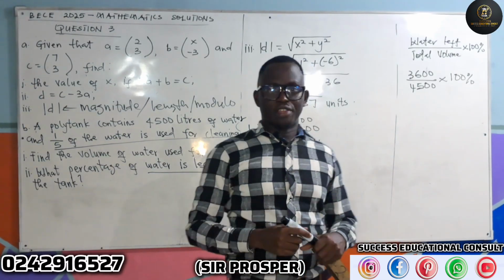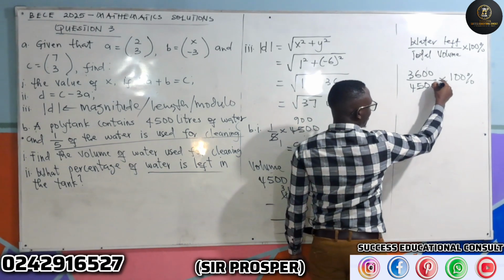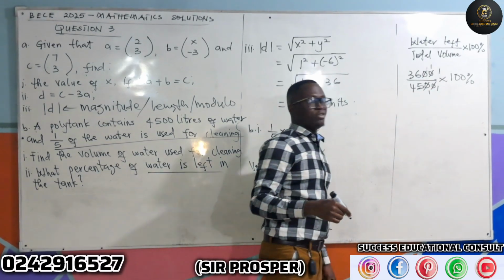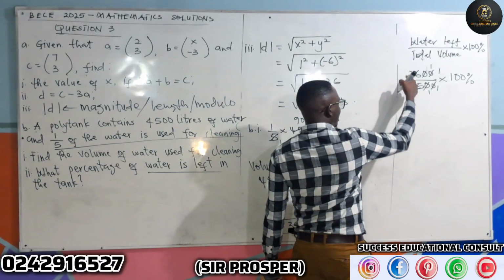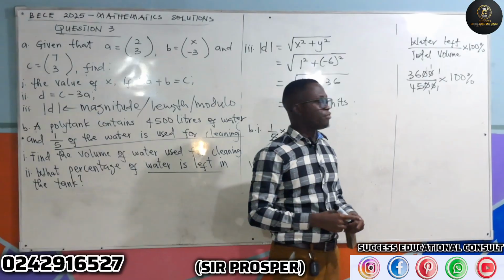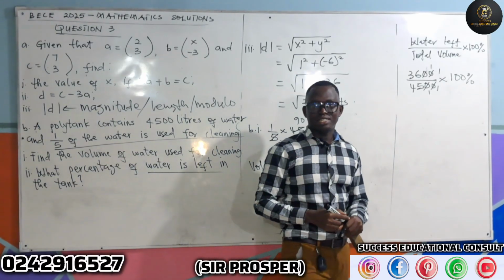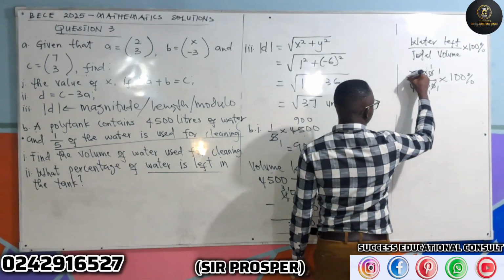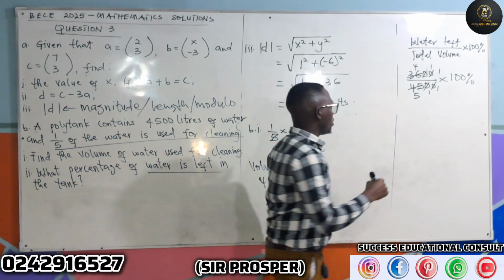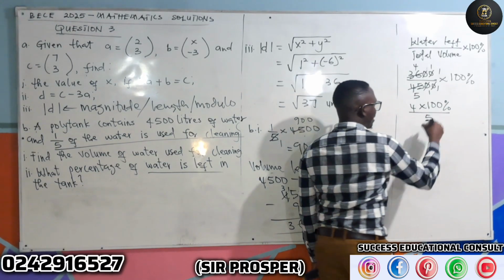There are so many ways of doing this. With your idea of division, you can decide to divide this 0 and this 0, this 0 and this 0. When you finish, you realize that 36 and 45 have something in common. The highest common factor of 36 and 45 is 9. So we use 9 to divide 36, 4 times. 9 divides 45, 5 times. So we're going to have 4 times 100% all over 5.